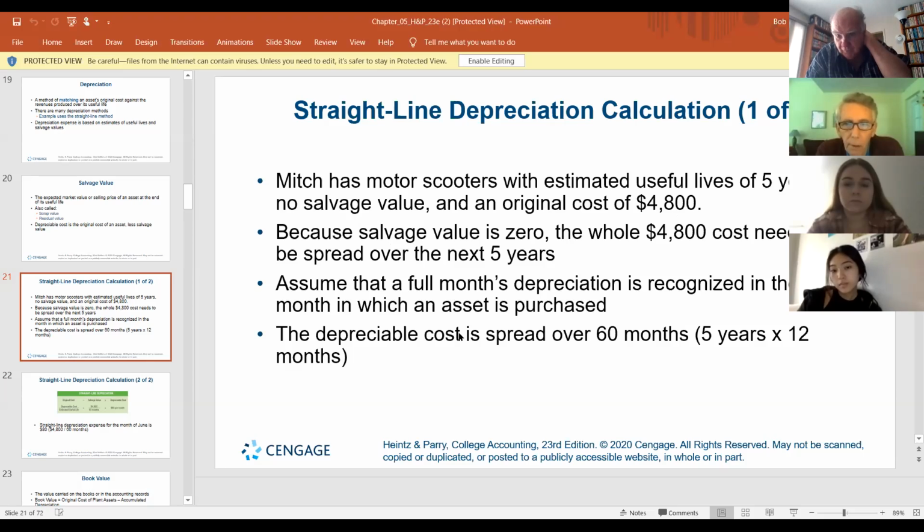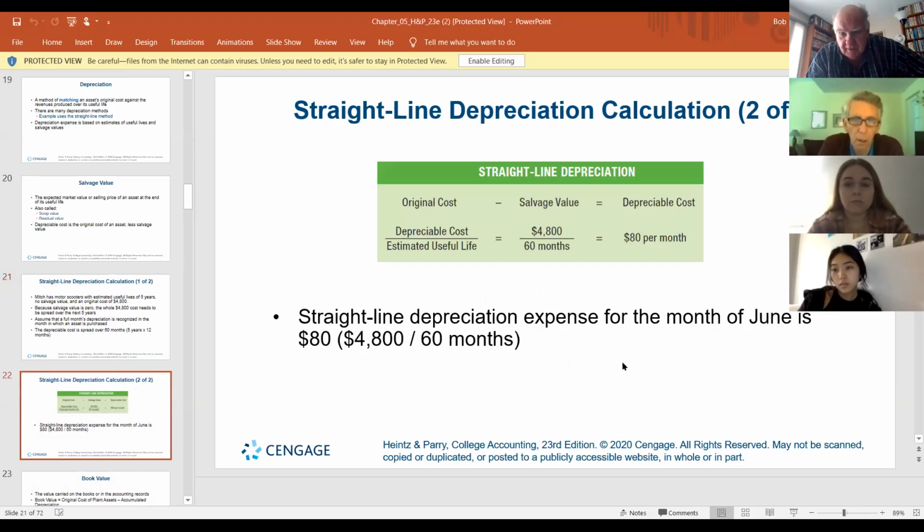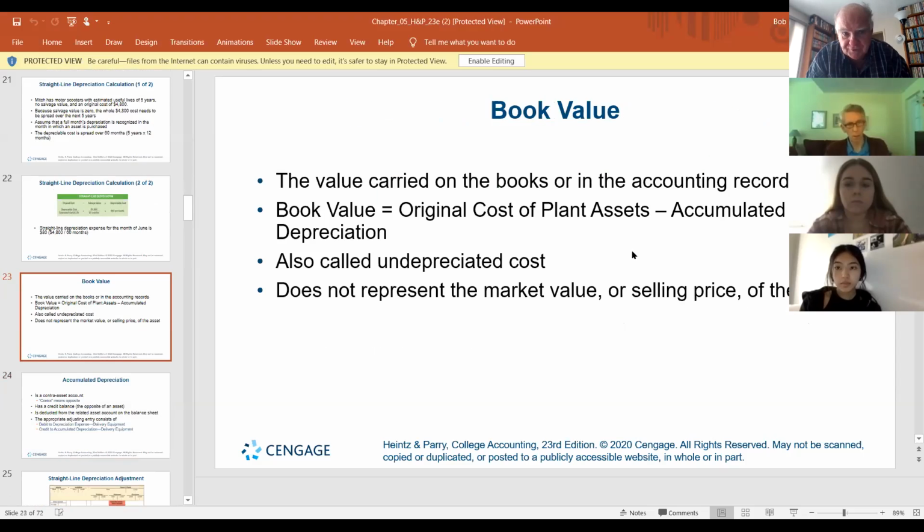We are going to take $4,800 and divide it by 5, and that'll give us the annual amount. And then we can divide it by 12 to get it by month. They're just doing it here by 60 months, okay? So 4,800, that's the depreciable cost of the asset over its 60-month life. 4,800 divided by 60 is $80 a month. We now can record what's called depreciation expense as follows.